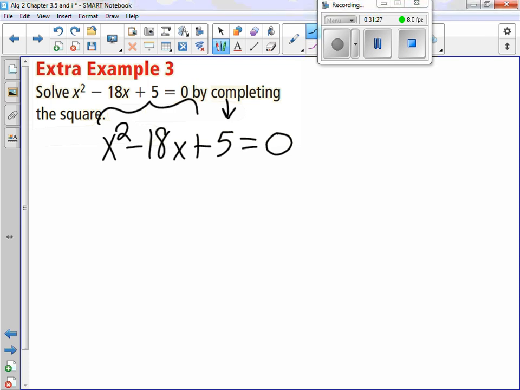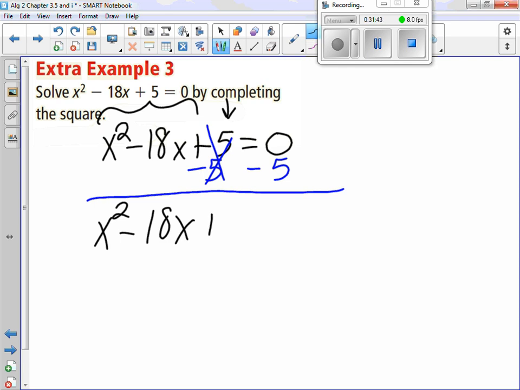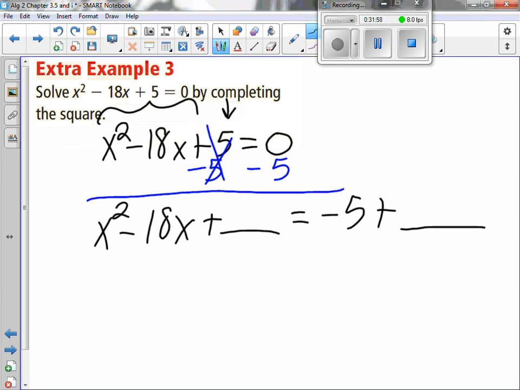We need to move the 5. And we can move it by doing what? We can subtract 5 from both sides, because positive 5 minus 5 is 0. And we get x squared minus 18x plus blank equals negative 5 plus blank. So we want to leave 2 spaces, because again, once we find the value of c, we're going to plug it back into those 2 spots. And that finishes step 2. Any questions on step 1 or 2? Anything we've done so far?